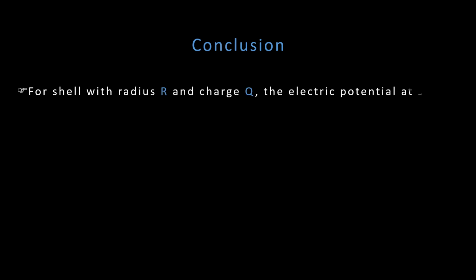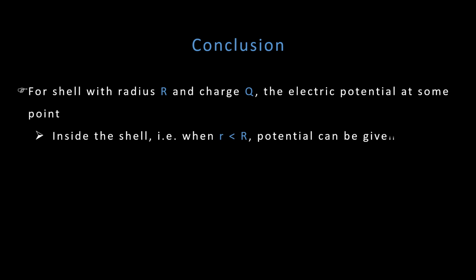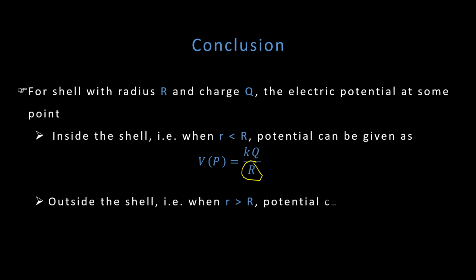So if we conclude, we can say that for a shell with radius r and charge q on it, if we want to know the electric potential at some point, say inside the shell, it can be given as kq by r, where this r is the radius, so kq upon radius. And what if you are talking about electric potential at some point outside the shell? Well, then it is given by kq upon distance. That distance matters. If you are at a larger distance from the center, potential will be less.